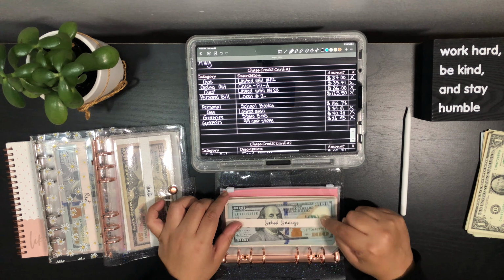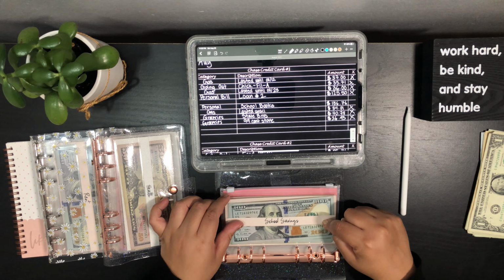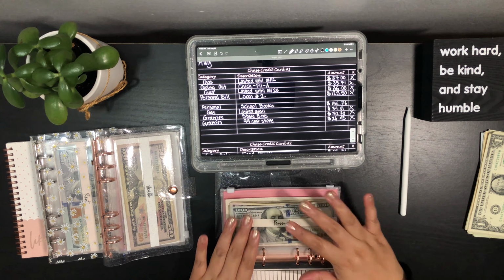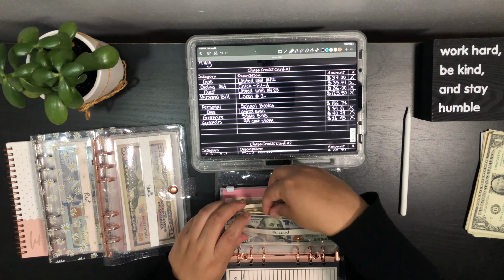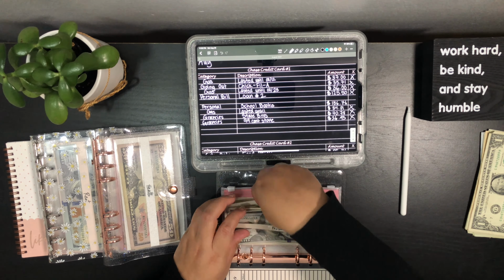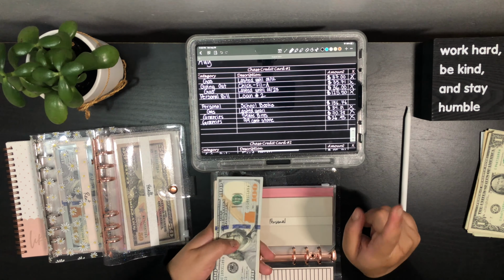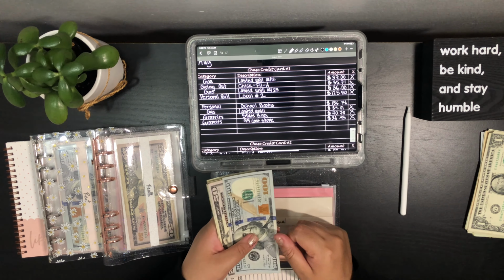I don't ever take money out of my school savings unless, of course, I gotta pay for tuition. But other than that, I take it out of my personal. Like I'll purchase books, clothes, whatever. I will use my personal for that. So we're taking out 157.